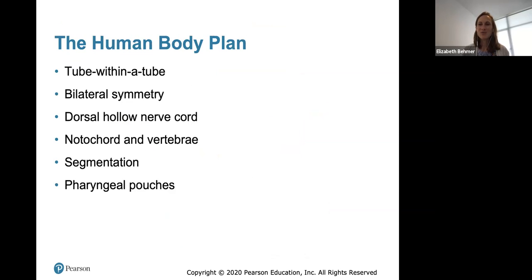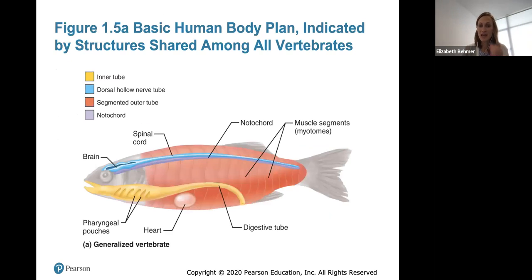The human body, really simply put, is like a tube within another tube. There's bilateral symmetry, meaning the muscles that you have in your right arm, you most likely will have in your left arm. There's a dorsal hollow nerve cord, which means the spinal cord connecting to the brain. The notochord and vertebrae surround that, the vertebral column, segmentation, and pharyngeal pouches. So we're going to talk through this human body plan.